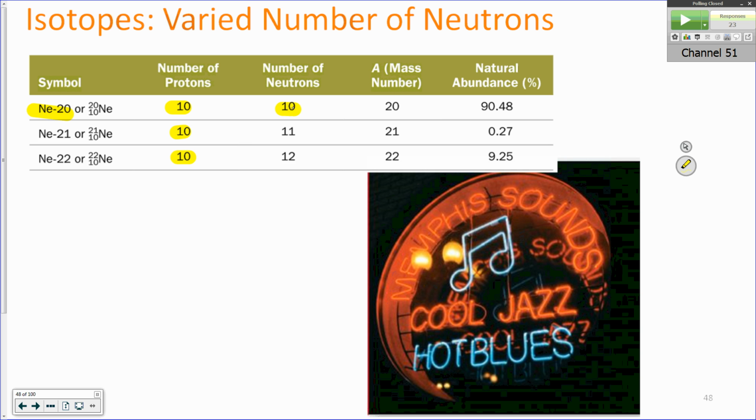It has 10 neutrons. Its natural abundance is about 90.5%. So that means if I picked up 100 neon atoms, about 90 of them would be neon-20. The neon-21 only occurs rarely, so only about 0.27%. And then neon-22, the one with 12 neutrons, is a little over 9%. And all the pieces have to equal the whole.